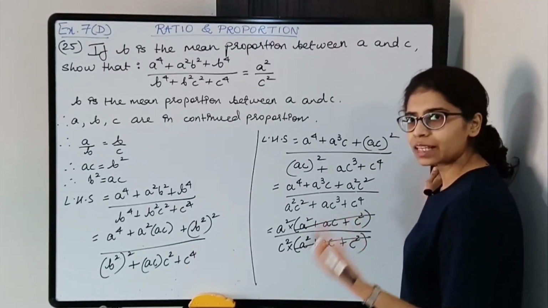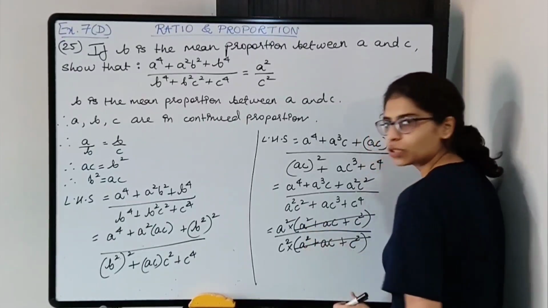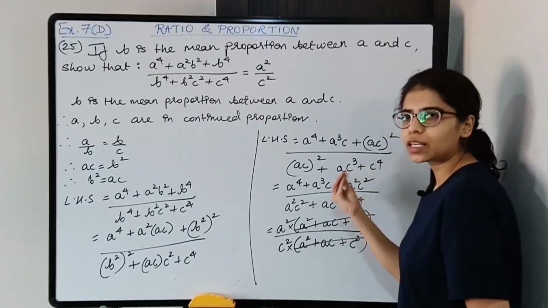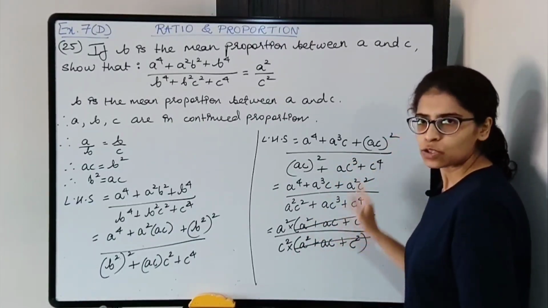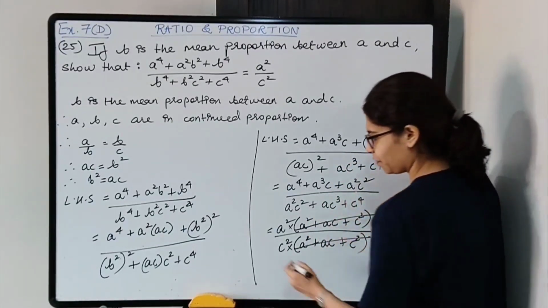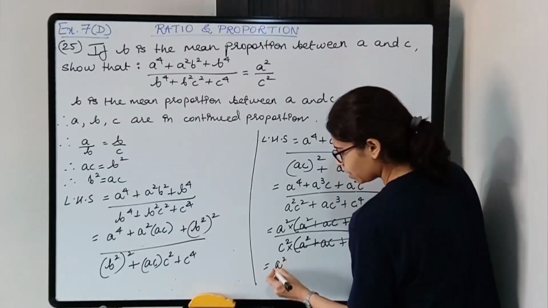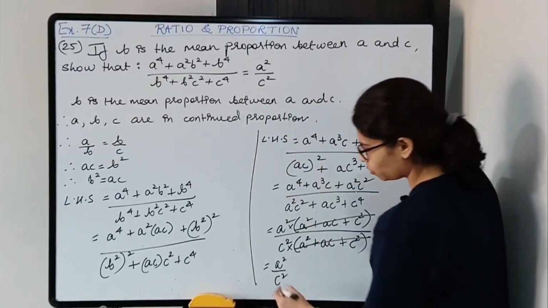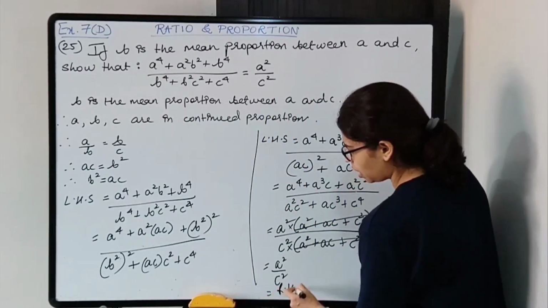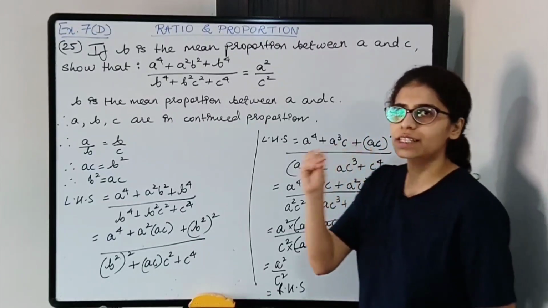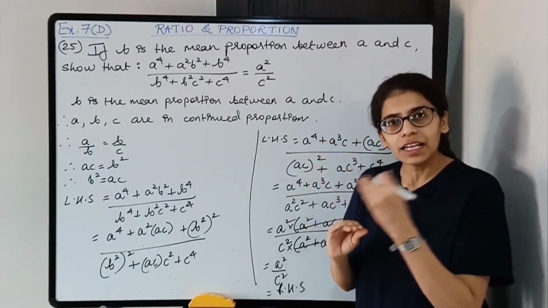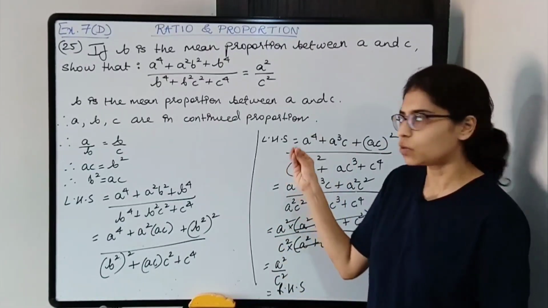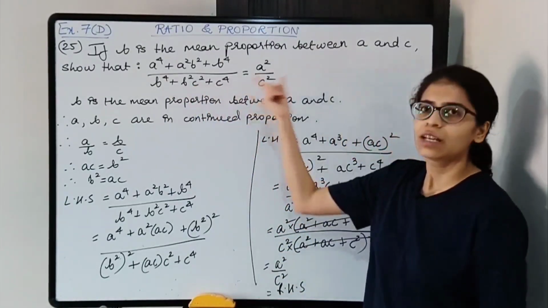No, that is wrong. But this entire thing you can cancel out, because whatever the value of this is, the same will be the value of this. If this is something like, let's say, 10, then this will also be 10. So I can cancel out 10, 10, right? So a square upon c square. That is the RHS. So we got it equal to RHS. After this you will write down LHS is equal to RHS, therefore this is equal to this, hence proved.